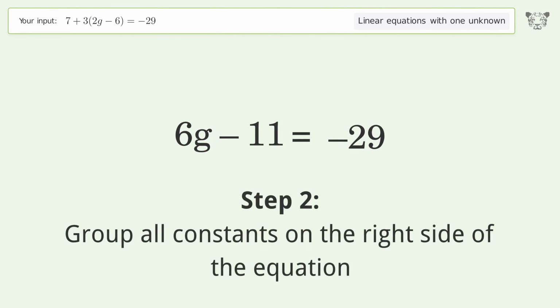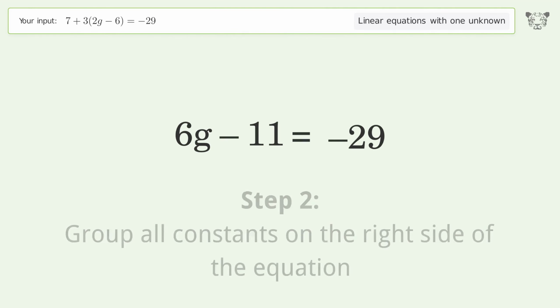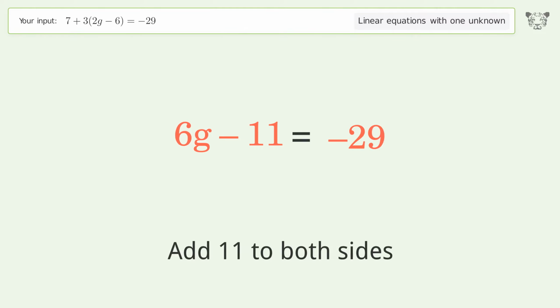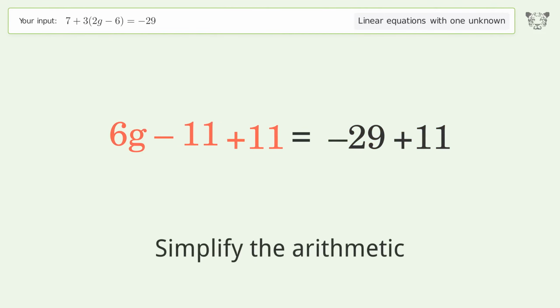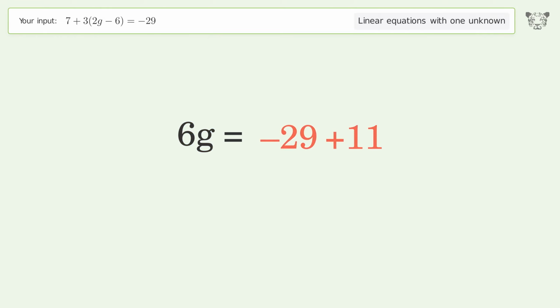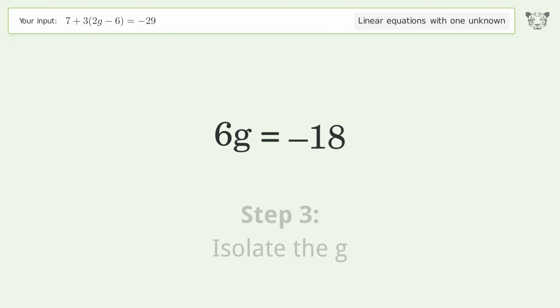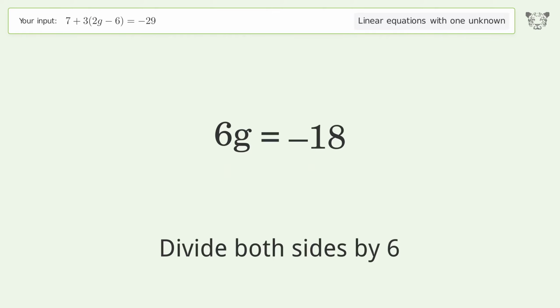Group all constants on the right side of the equation. Add 11 to both sides. Simplify the arithmetic. Isolate the g. Divide both sides by 6.